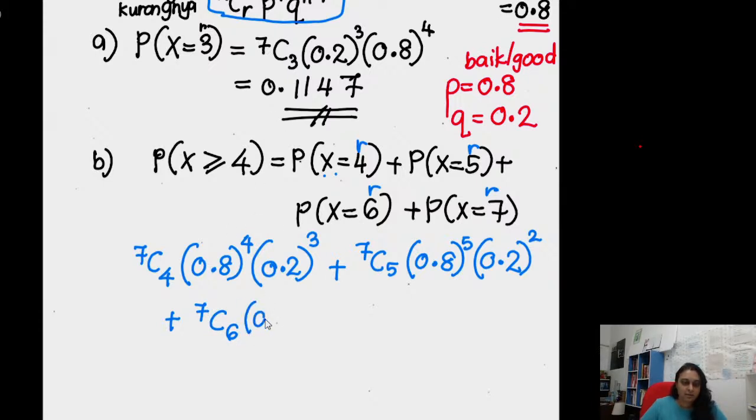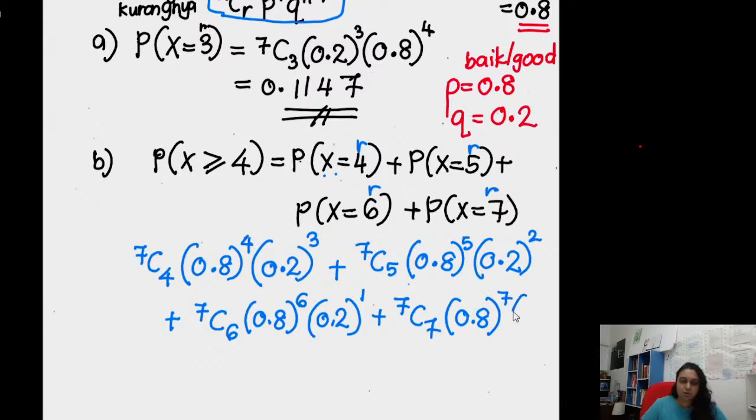0.8 to the power 6, 0.2 to the power 1, because 7 minus 6. Then the last one, 7 C 7, 0.8 to the power 7, 0.2 to the power 7 minus 7, 0. Okay, let's calculate one by one. Take your time. Do not rush. Jangan terburu-buru. Buat slow-slow. Asalkan dapat betul. That is your goal. Mesti dapat betul kan? Takkanlah buat susah payah dapat salah.